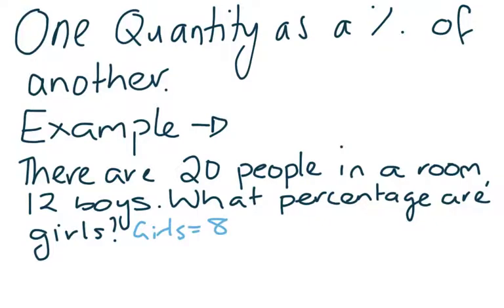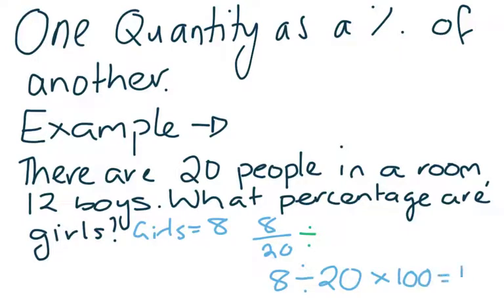So there are 8 girls. So what we would then do, we say there's 8 out of 20 are girls. Now, if you remember correctly, the fraction line means divide. And then to change it to a percentage, we just multiply by 100. So we'd end up doing 8 divided by 20, because that gives us a decimal. And then multiply by 100 gives us 40% that are girls.